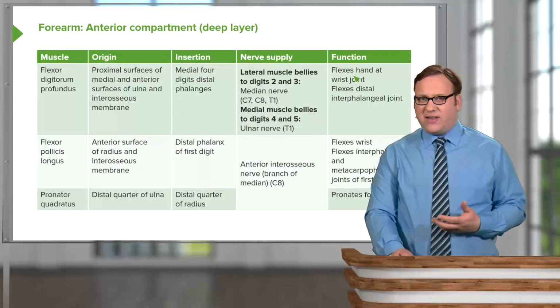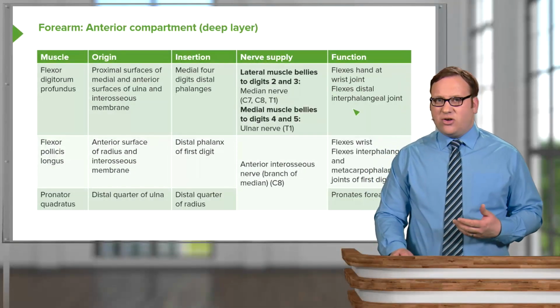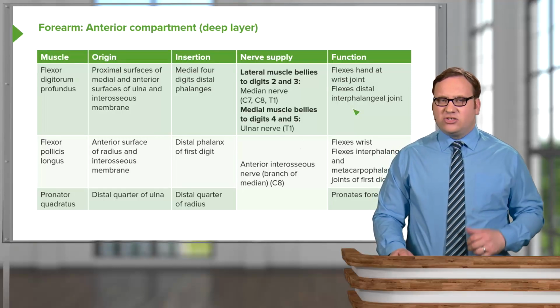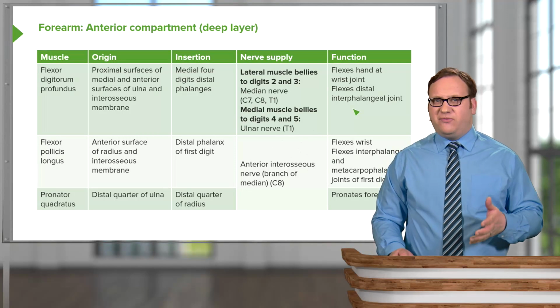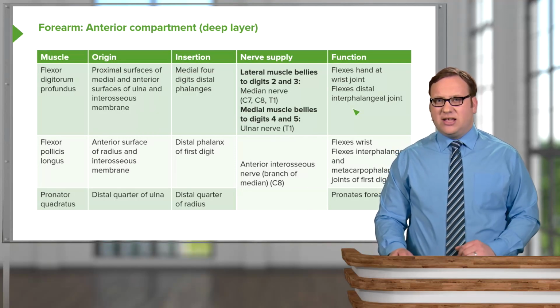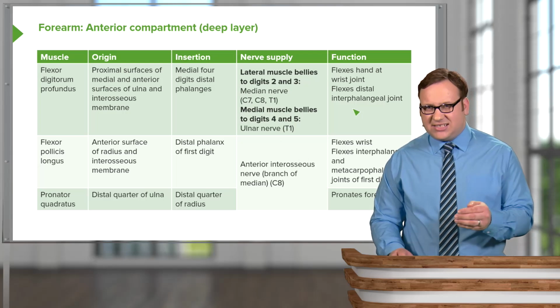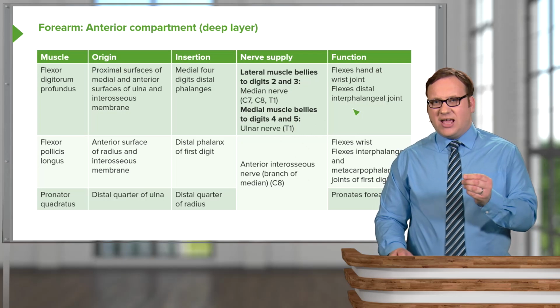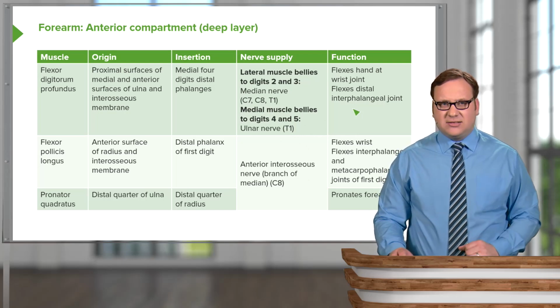Its function is to flex the hand at the wrist joint, and it also flexes the distal interphalangeal joint. So where flexor digitorum superficialis flexed the proximal interphalangeal joint, this now flexes the very distal interphalangeal joint, the joint between the distal phalanx and the middle phalanx.